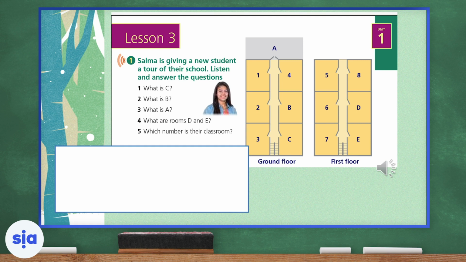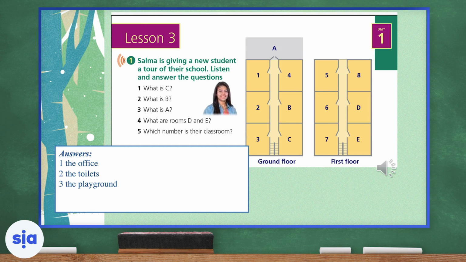Okay, we will start with question 1. What is C? Based on the audio, you need to write down your answers and we'll check together. So, C is the office. Question 2. What is B? B is the location on top of C, basically on top of the office, and that is the toilets. Question 3. What is A? If you look at the diagram, it is the gray area, and it is the playground.